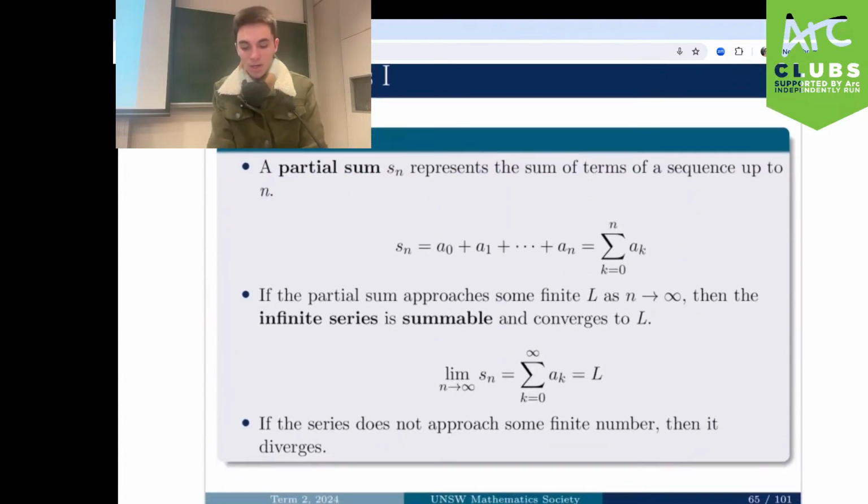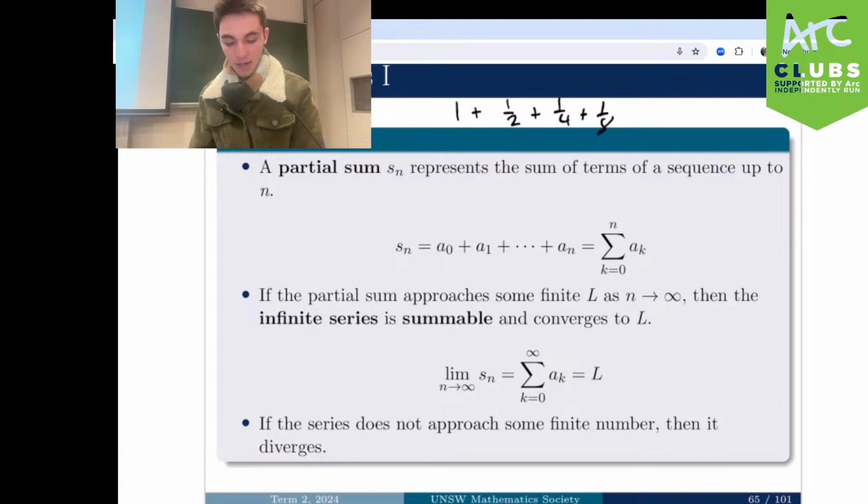Okay, now we're going to go into series. So this is basically our way of formalizing infinite sums that you might have seen before, like 1 plus 1/2 plus 1/4 plus 1/8 and so on, to infinity. We have this idea of a partial sum, and that's the sum of the terms of a sequence up to the nth element, okay? It's notated like this, right?